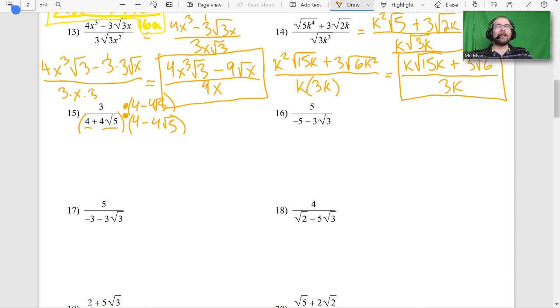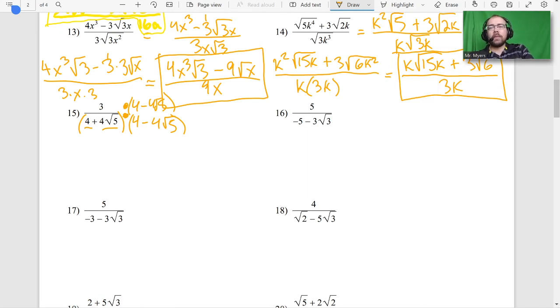It's like hot water, cold water, and then lukewarm water. It's like lukewarm water. So it's not the opposite, but it's not the same thing either. Something did change, but I didn't make it the opposite. The opposite of 4 plus 4 root 5 would be negative 4 minus 4 root 5. So you just change the sign in the middle only. That's important for number 16 and 17 especially.